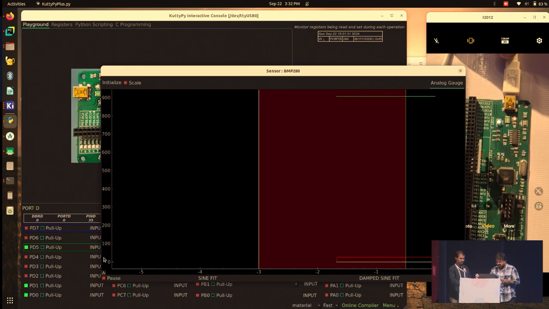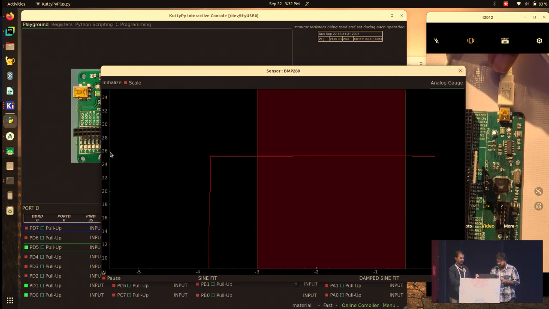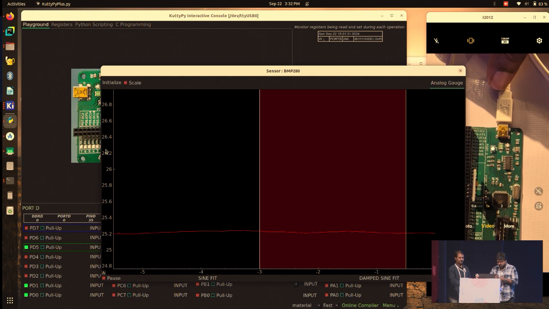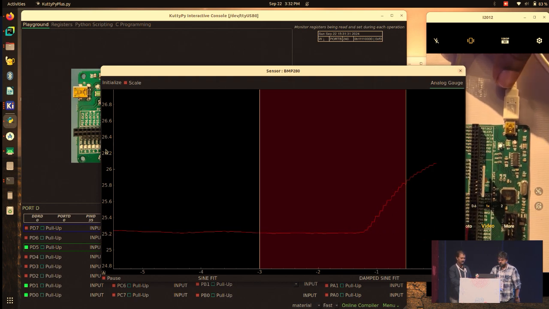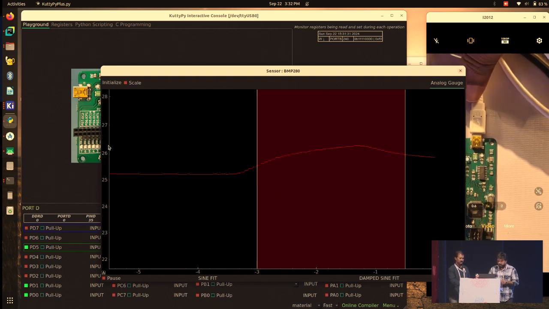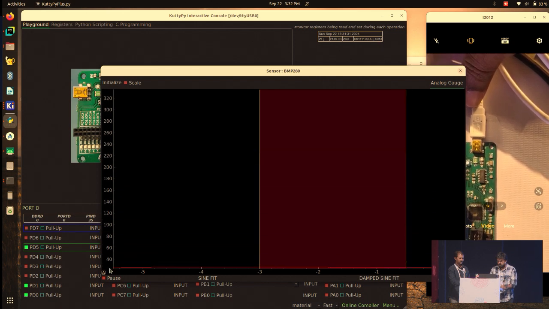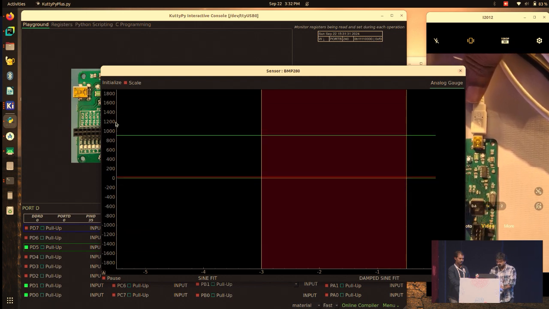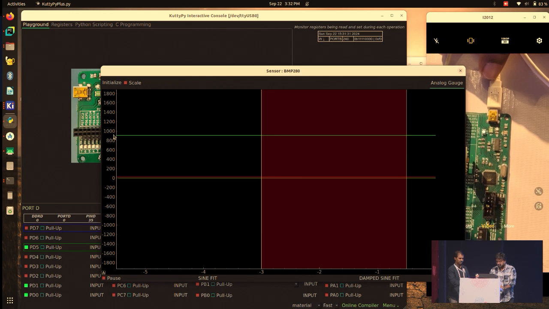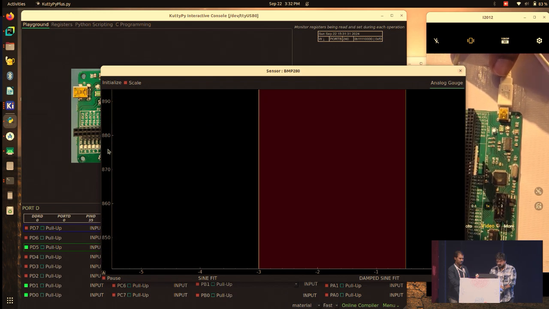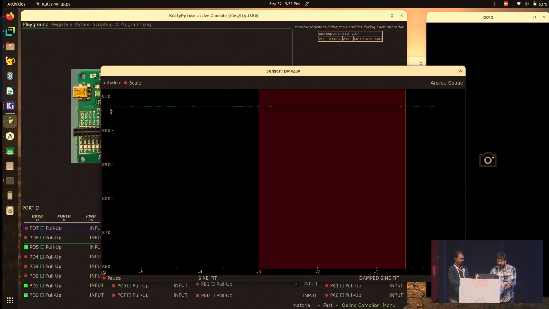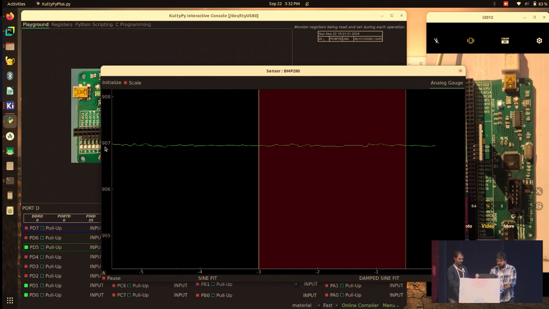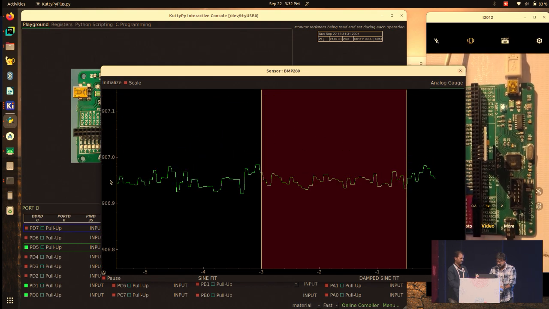And if I record this information, this is temperature. If I touch it with my finger, you can see the temperature goes up because my body temperature is higher. And similarly for pressure, it's about 900 something millibars. Let me just zoom in and try to figure out what the least count of this thing is. There you go. So that's pressure.